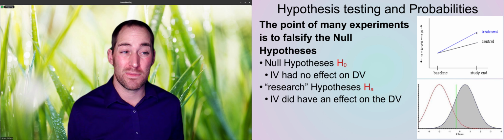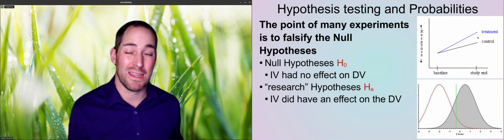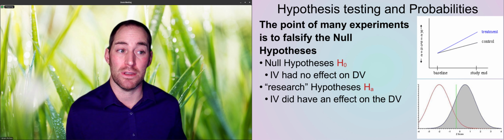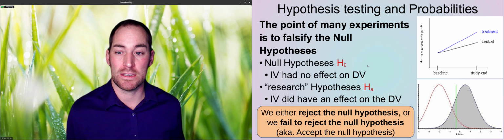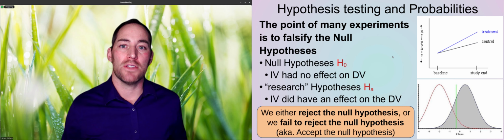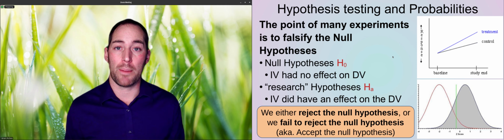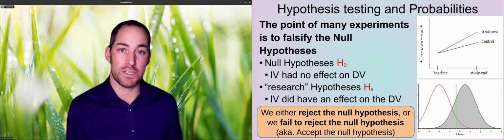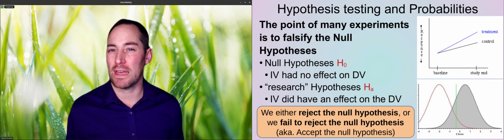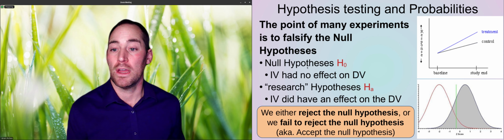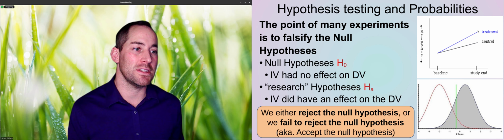If there's a 50% chance that this difference came from chance, that's not enough, right? That's a really high likelihood. That's like flip of a coin likelihood that this difference is just chance. So as we talk about null hypothesis testing, we either reject the null hypothesis or we fail to reject the null hypothesis. You might hear that said as accepting the null hypothesis, but the actual terminology is failing to reject the null hypothesis.